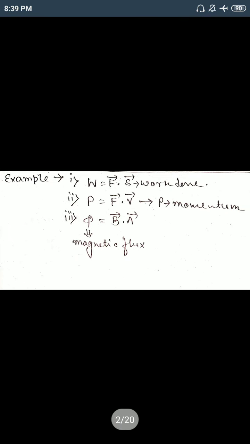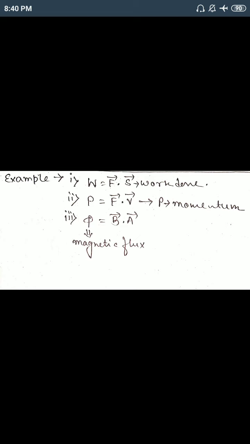Example: work done. Work done equals force into displacement. Force is a vector quantity and displacement is also a vector quantity, but after multiplying force and displacement we get work done, which is a scalar quantity. So W equals, what we normally write in class 10, because we don't know the dot product and cross product there, F into S, F multiplied by S. Actually the dot product is happening between them. Force vector dot displacement vector gives us work done, that is a scalar quantity.